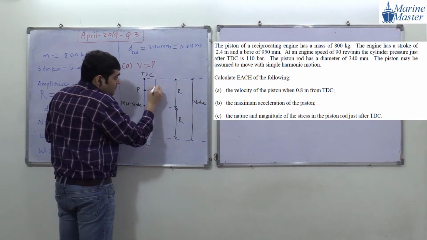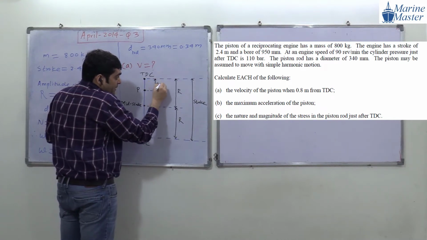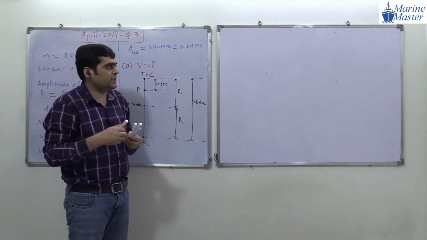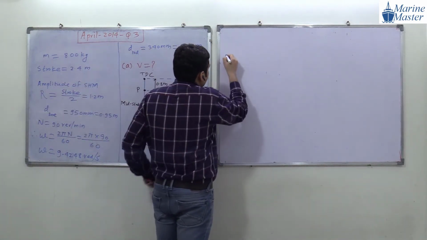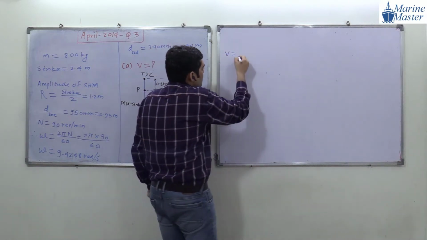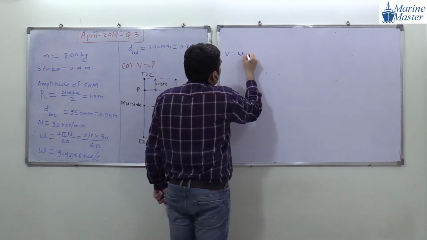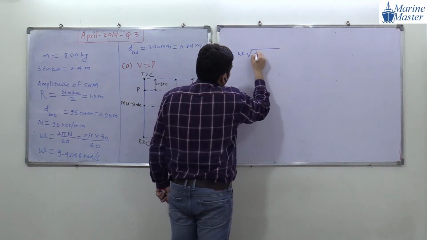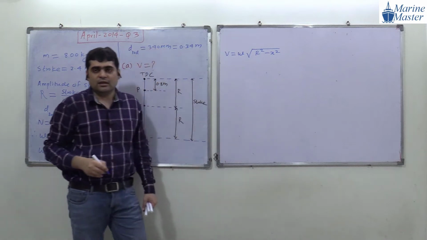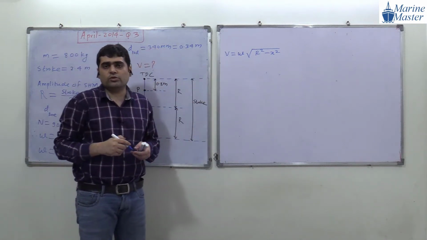It is distance from a TDC, everyone. Try to see the scenario. What is the relation for velocity? Velocity is equal to what? Omega into under root of R square minus X square. Check it, guys. Is it correct or wrong? Check it in your notes, everyone.